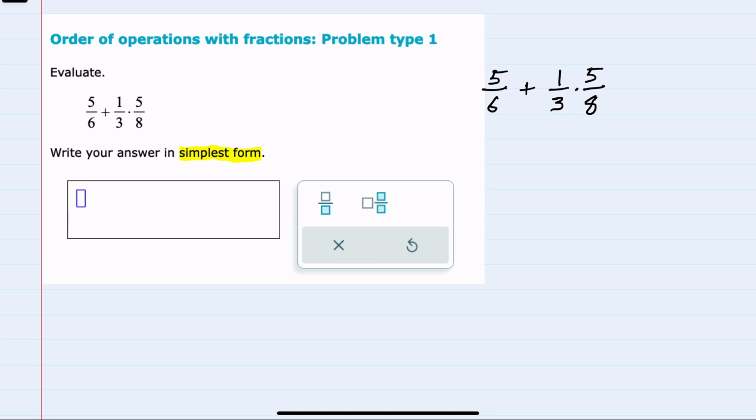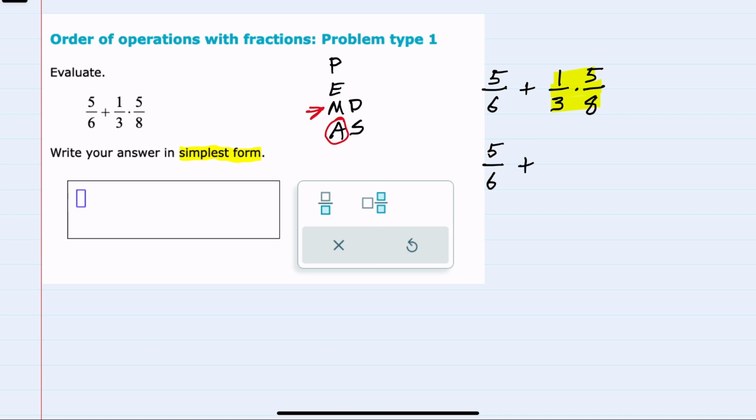And since I have both addition and multiplication in this example, I'll recall that for order of operations, multiplication and division has a higher priority than addition and subtraction. So I'll want to do my multiplication first, meaning we will start by simplifying this part of the expression. So bringing down the 5/6 and the addition.